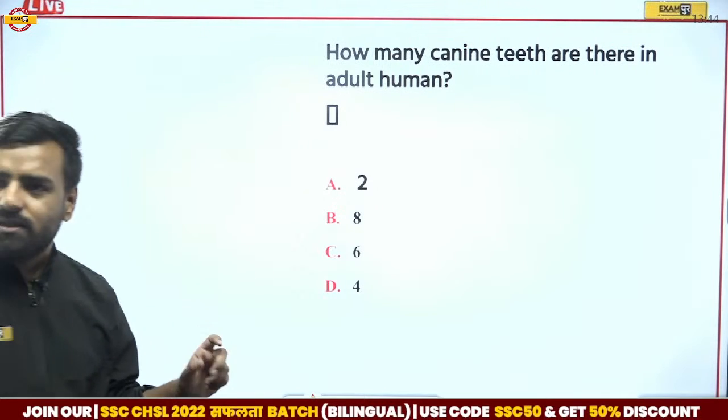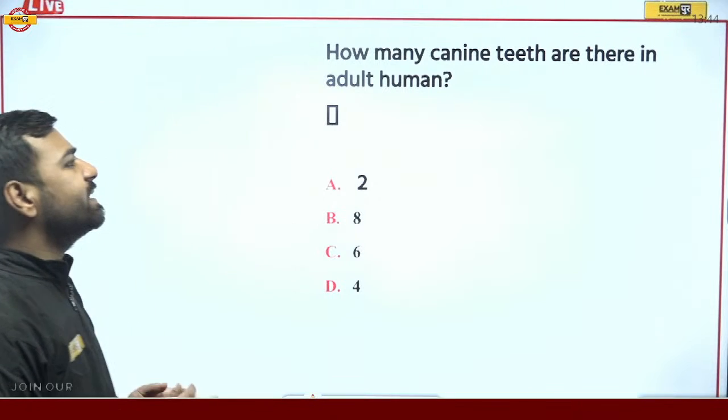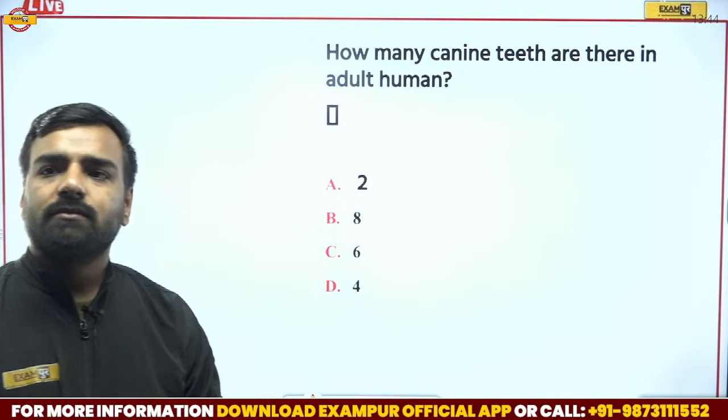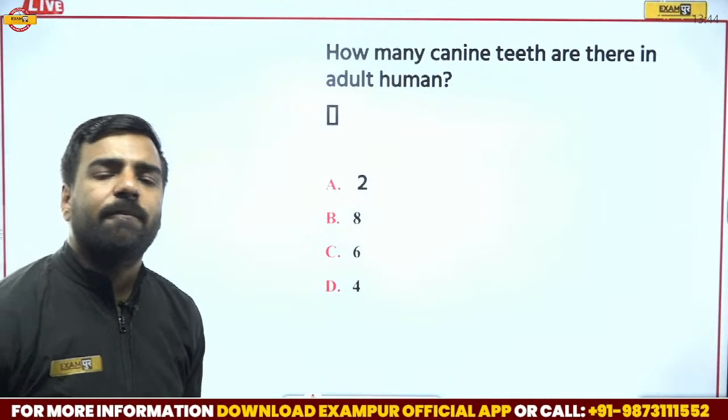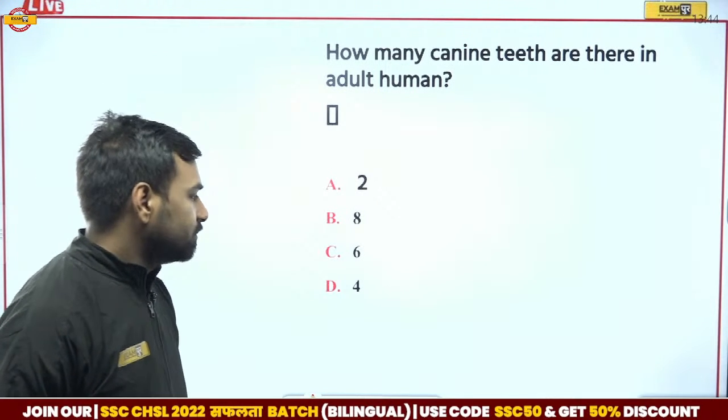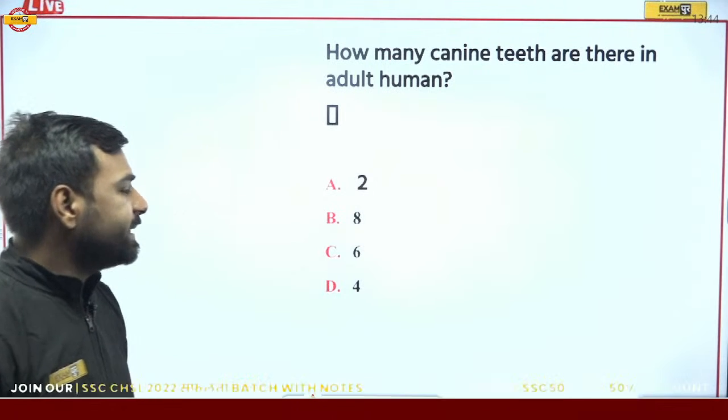So my next question is, how many canine teeth are there in the adult human? Is it 2, 8, 6, or 4? What do you think? What is going to be the correct answer over here? How many canine teeth are there? Is it 2, 8, 6 or 4?